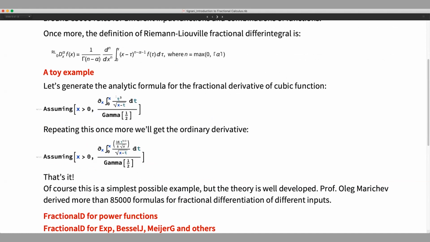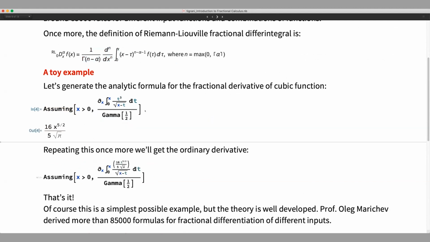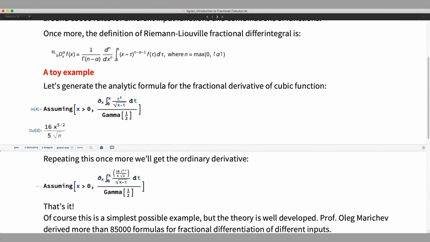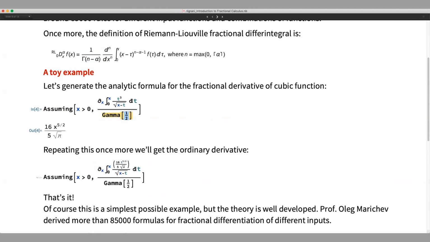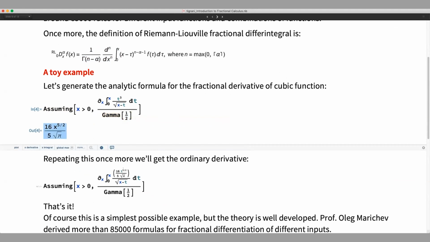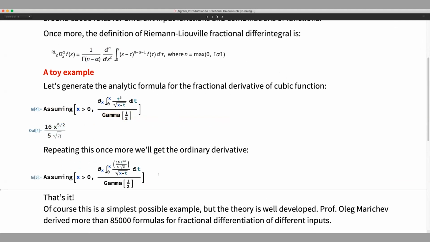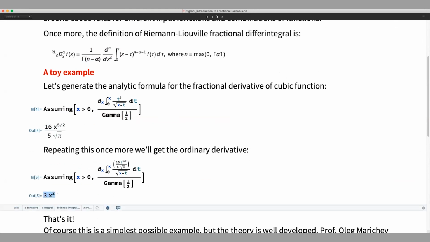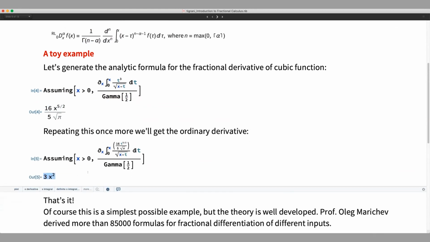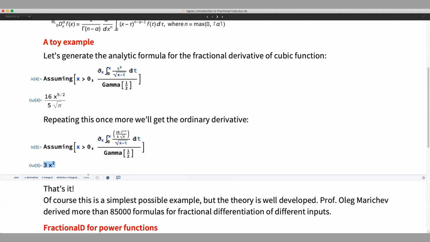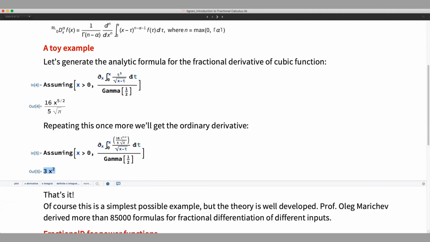Let's take a cubic function, it's written here, and just put it into the definition of Riemann-Liouville. So we are calculating, say, the half order derivative of the cubic function, and it's written here. And we will just repeat this operation, and we'll immediately get the first derivative of the cubic function. And that's it. Of course, this is a very simple example. But when we're developing this fractional calculus, we use this approach a lot.